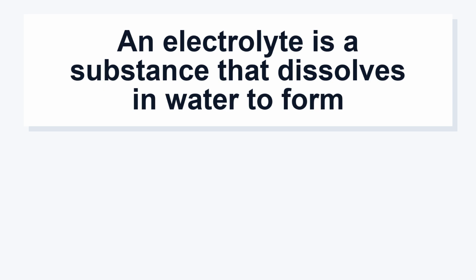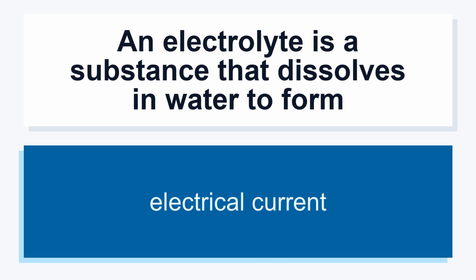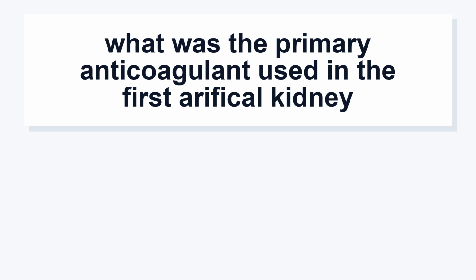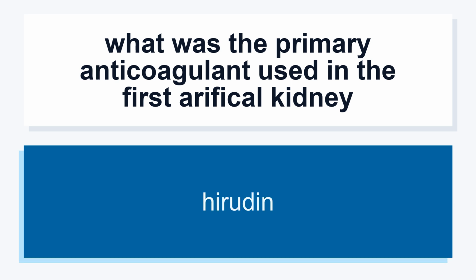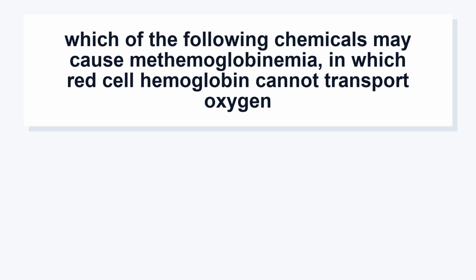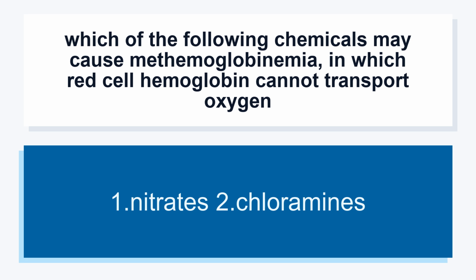An electrolyte is a substance that dissolves in water to form electrical current. What was the primary anticoagulant used in the first peripheral kidney? Hirudin. Which of the following chemicals may cause methemoglobinemia, in which red cell hemoglobin cannot transport oxygen? 1. Nitrates. 2. Chloramines.